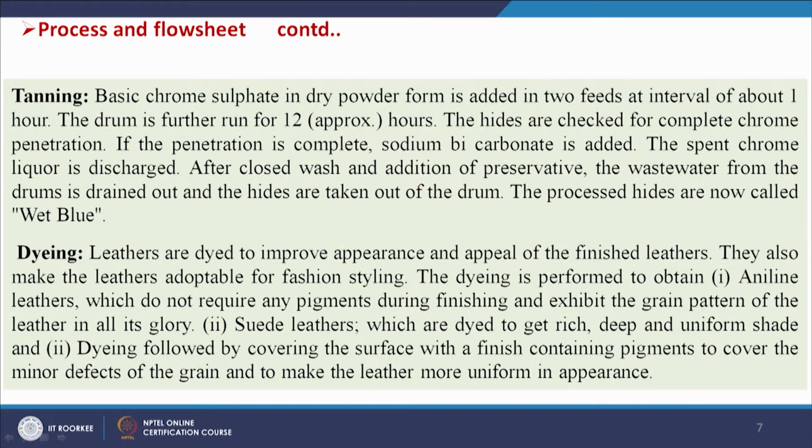After a closed wash and addition of preservative, the wastewater from the drums is drained out and the hides are taken out of the drum. The processed hides are now called wet blue. Now, we are getting wet blue. So, after wet blue, this is one intermediate product. So, small scale units can stop up to this, and then it is sent to another bigger unit.